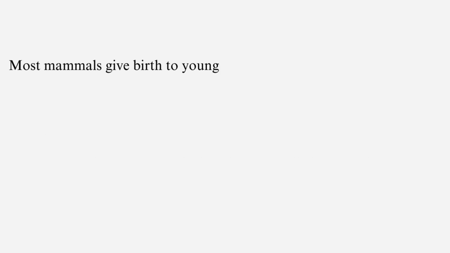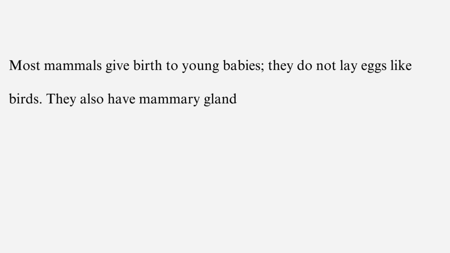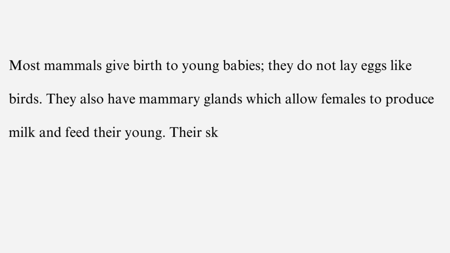Most mammals give birth to young babies. They do not lay eggs like birds. They also have mammary glands which allow females to produce milk and feed their young. Their skin is usually covered with fur or hair.